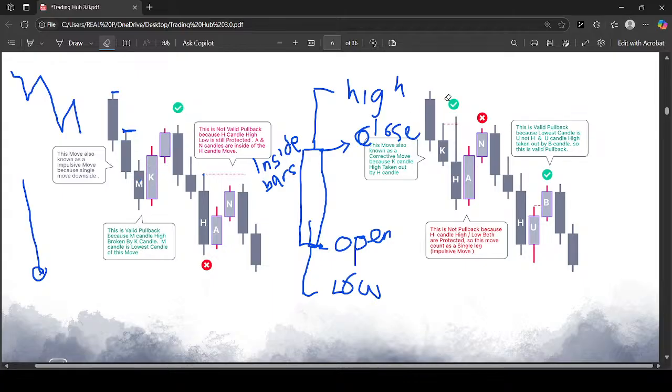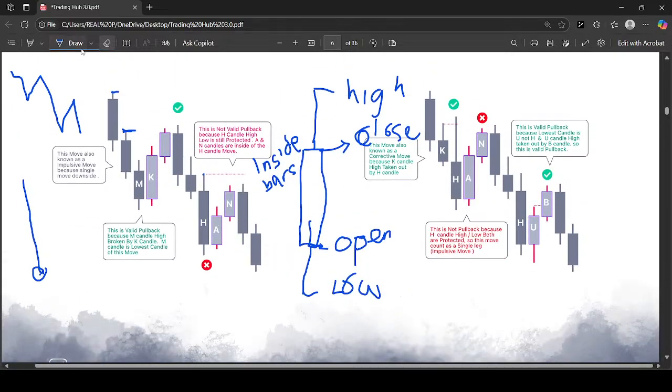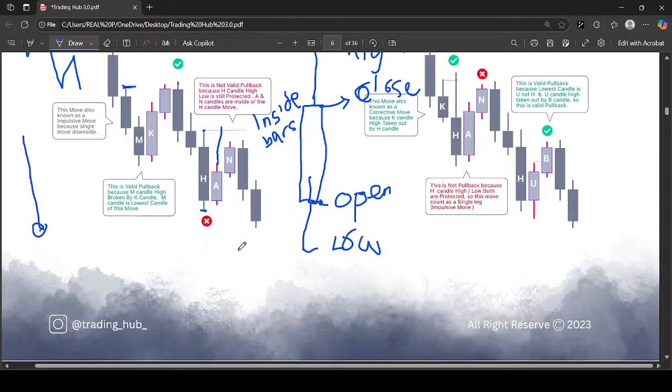It's this other marking that we have here. If you look properly, you'll see H candle. This is the lowest candle here, right? The lowest point in this impulsive move is the low of H candle, and this is another point here. This is the highest point here, but this is a high. Now as long as a candle does not come and take out this, there is no pullback.